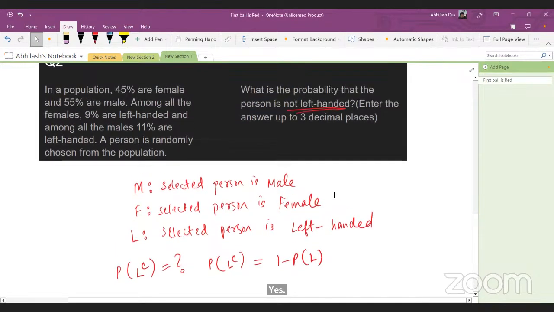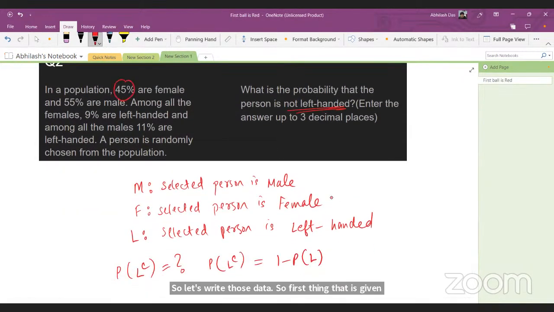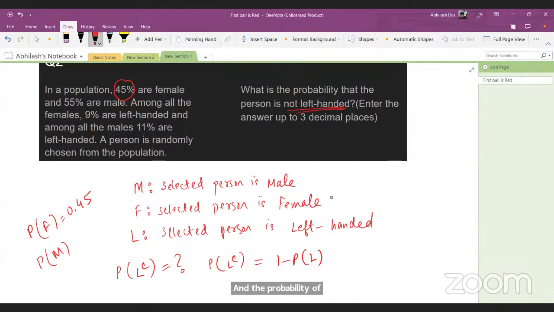Now in the question, a few data are given to us. So let's write those down. The first thing given to us is that 45% are female. So the probability of being female will be 0.45, right? And the probability of being male is 55%, so it will be 0.55, right?